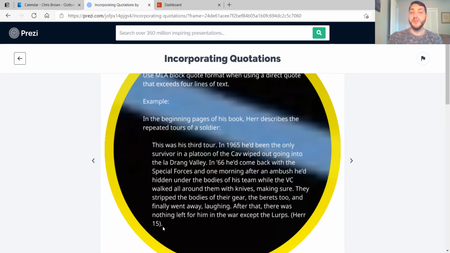Now, generally, you don't need this period afterwards. So if you use the citation at the end, what that says is that the citation refers to everything that came before it. So this last period isn't actually necessary.